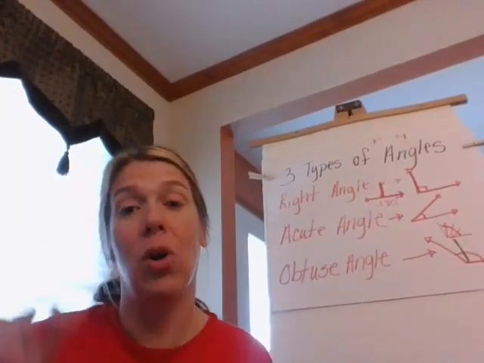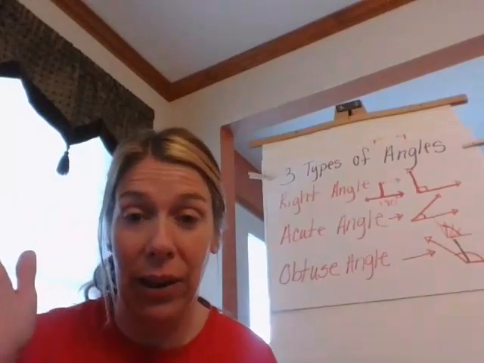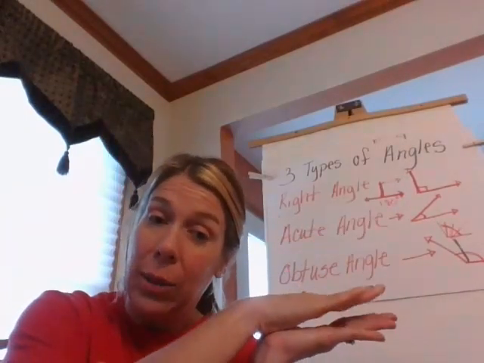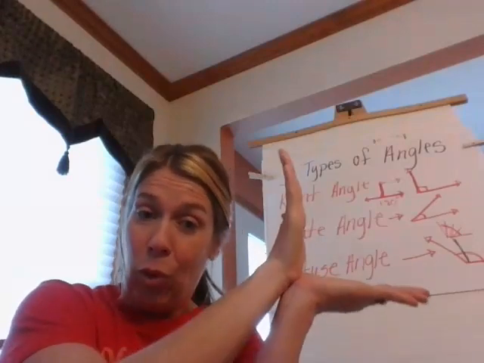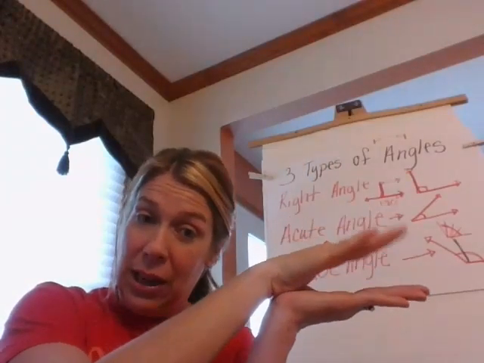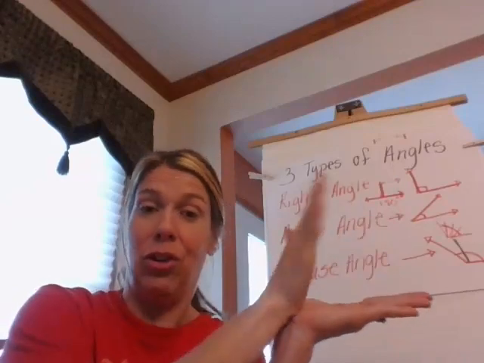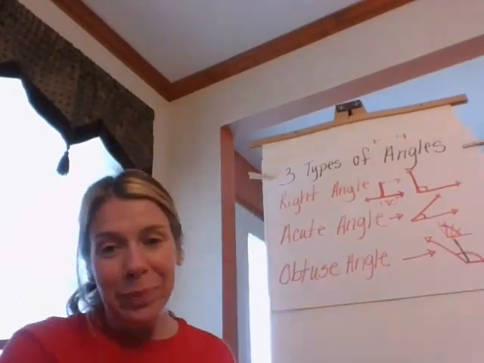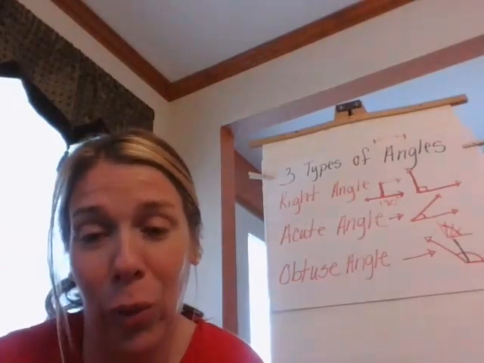Just try to remember right angle, 90 degrees is a perfect L, and acute angles, anything less than 90 degrees. So they're going to be little. Okay, if this is your right angle, acute is anything in here. All right. And then your obtuse is anything larger than 90 degrees. Okay. So three new vocabulary words there for math.